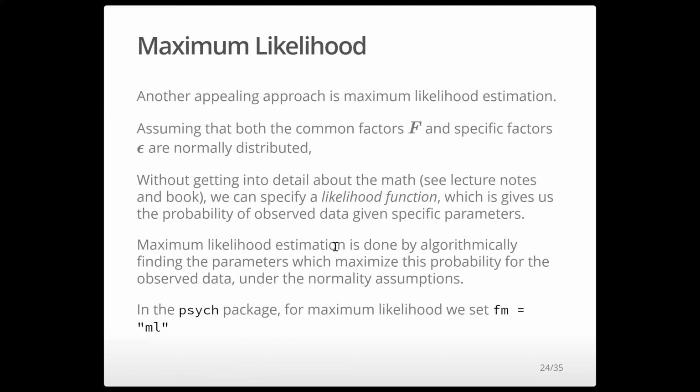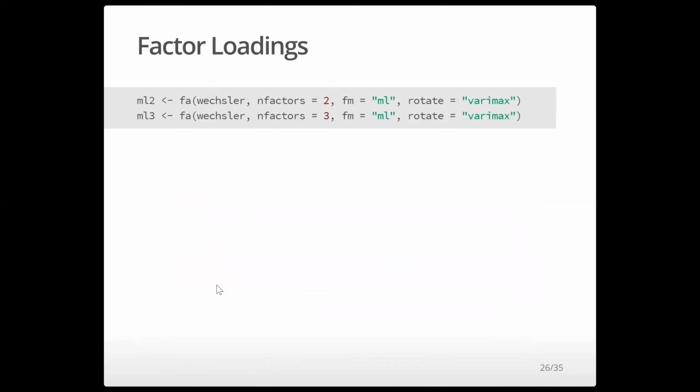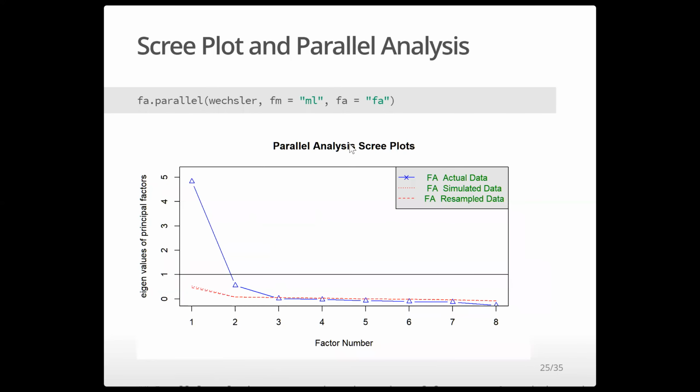In the psych package, for maximum likelihood we specify the fm argument equals ML. Here's a scree plot. We can see it's pretty similar to what we got before, though a little bit different. Here I'm just using the 1-factor solution, not 2. It really doesn't matter too much here. The results are the same. And this is just the 1-factor solution for the communality matrix, which again is going to underestimate the communality a bit, but that's okay. It's still estimating that there are 2 eigenvalues of that communality matrix that are larger than the parallel analysis.